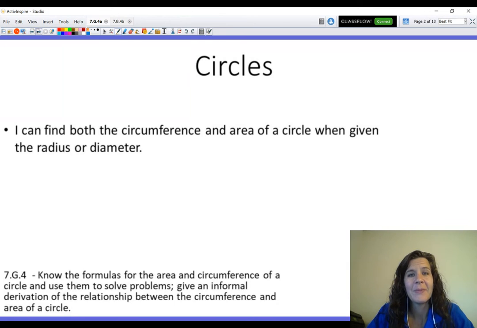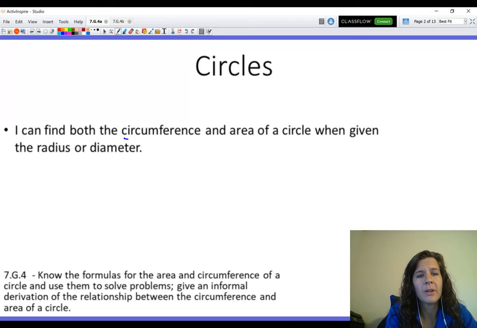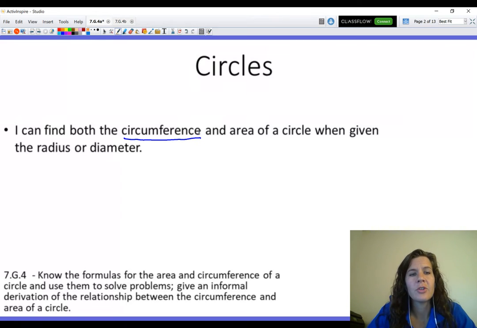Circles. This is a two-part video. By the end of this video, you will be able to find the circumference of a circle when given either the radius or the diameter. And in the second video, you'll find area. The standard that goes with these videos is 7.G.4.